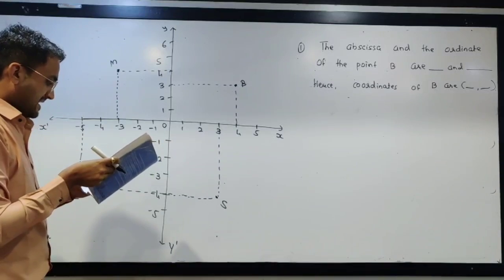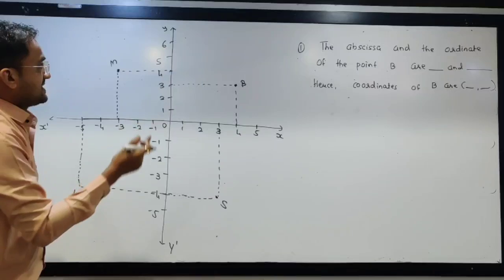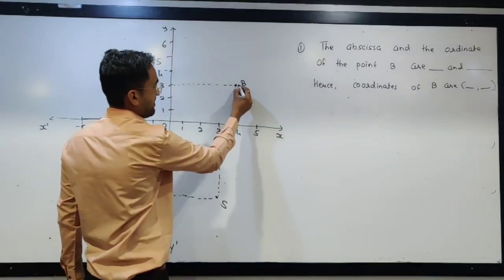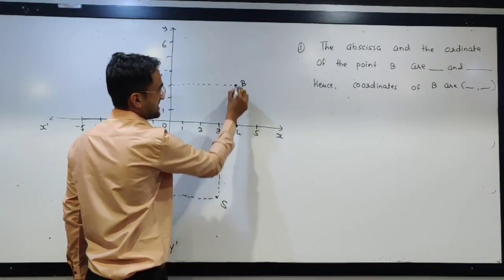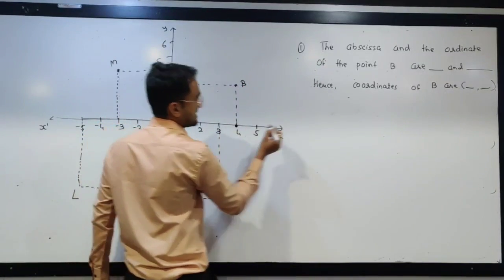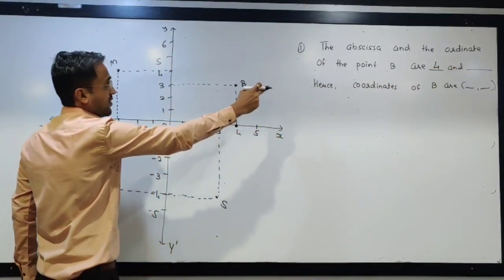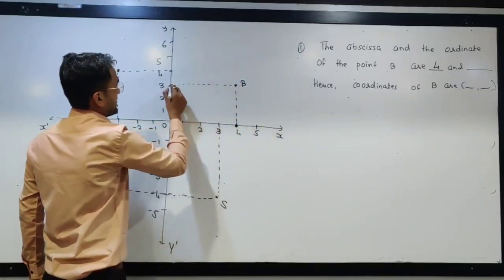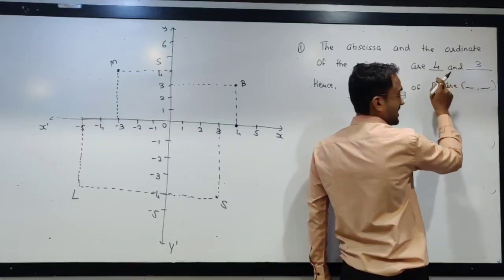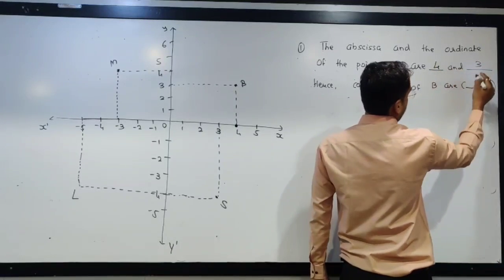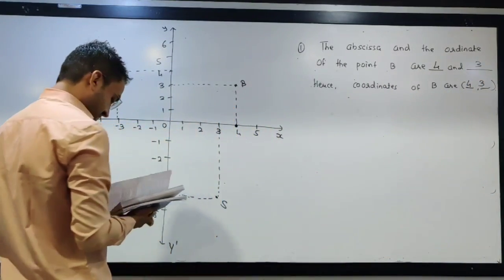So here, what have I given you? Point B. The abscissa is the point on the x-axis. So B on the x-axis, what is it? It is 4. And the ordinate on the y-axis will be 3. So what are your coordinates? Coordinates mean x-coordinate and y-coordinate. So 4 and here 3. So this will be your first answer.